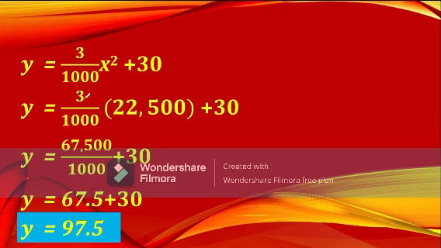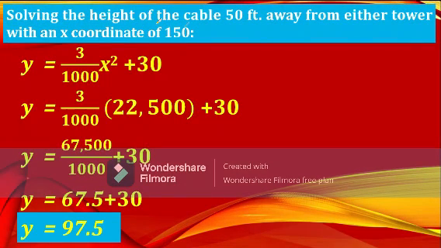Remember, we are solving the height of the cable 50 feet away from either tower, when the x-coordinate is 150. So x is 150, and 150 squared gives us 22,500. Then copy plus 30. Then y is equal to 3 times 22,500, which is 67,500, divided by 1,000, then plus 30. Then y is equal to 67.5 plus 30. The value of y is 97.5.